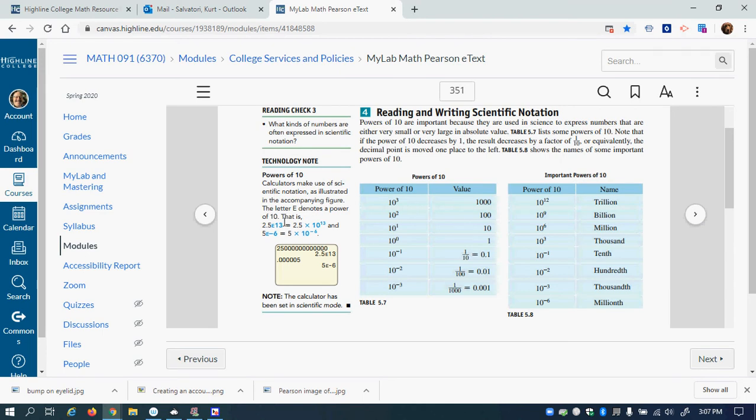Over here to the left is an important piece for the calculator. Notice that they talk about calculators making use of scientific notation. The letter E denotes a power of 10. That is, 2.5E13 is really 2.5 times 10 to the 13th. Or 5E negative 6 really means 5 times 10 to the negative 6. So let's take a look at that on your calculator.